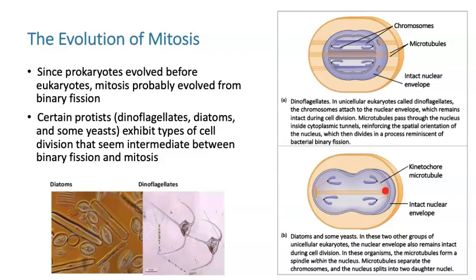And what happens here is that the kinetochore microtubules actually form inside the nucleus. So dinoflagellates and diatoms do it a little bit differently, but it's really not mitosis. It's some interesting middle of the road evolution process that happens in those organisms.